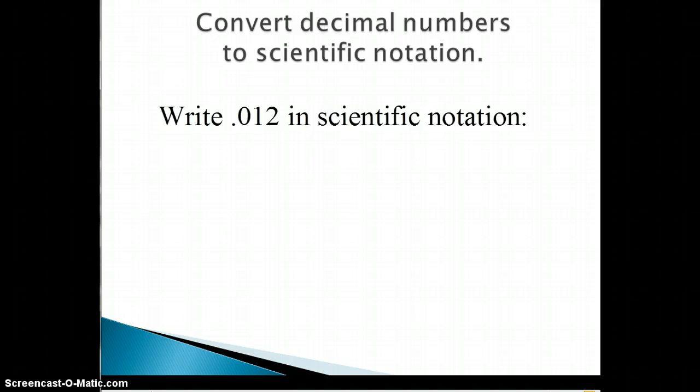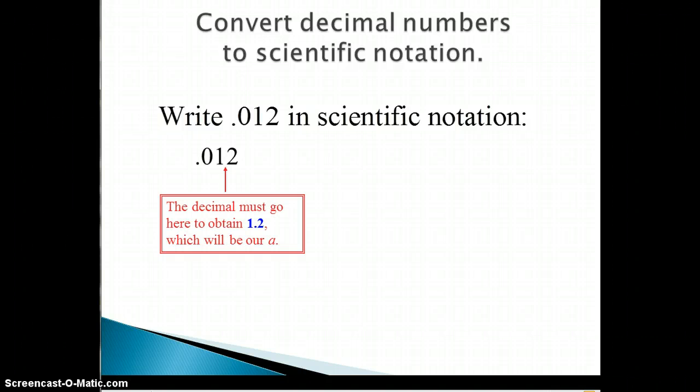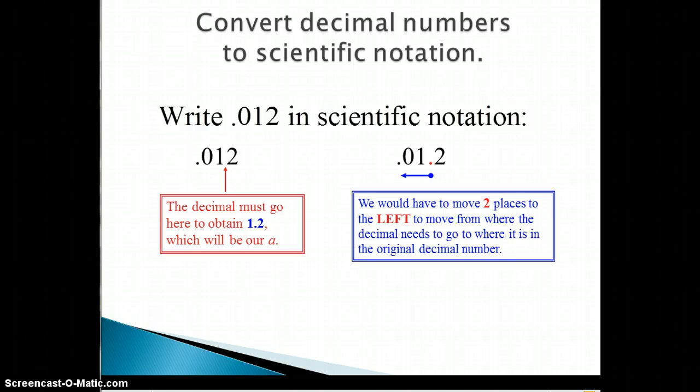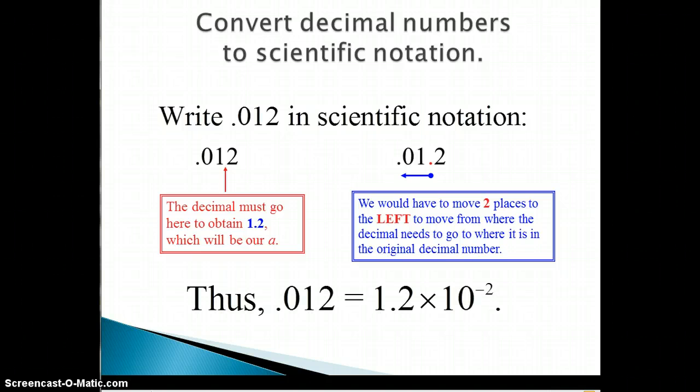So for example, let's write 0.012 in scientific notation. So our a will be 1.2. If we put the decimal point between 1 and 2, we get a number between 1 and 10, so that's going to be our a. Then we would have to move 2 places to the left to move from where the decimal needs to go to where it is in the original number. So that means our exponent of n is going to be negative. So we end up with 1.2, which is our a, times 10 to the negative 2.